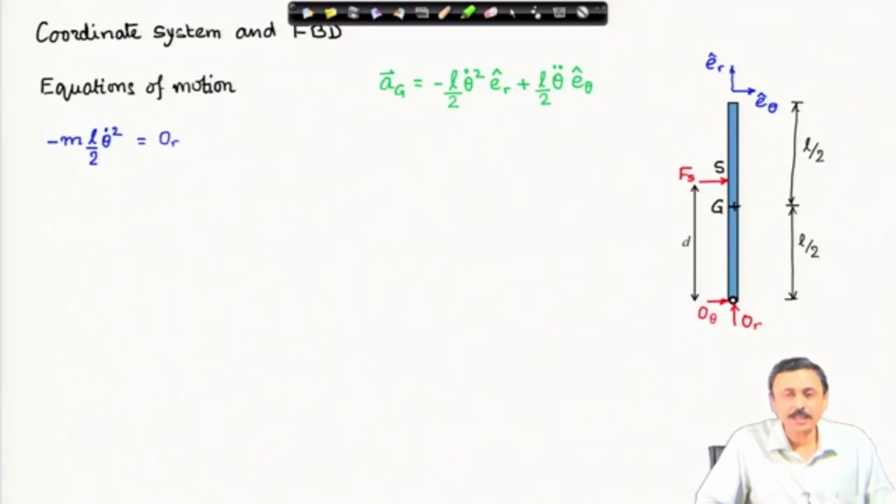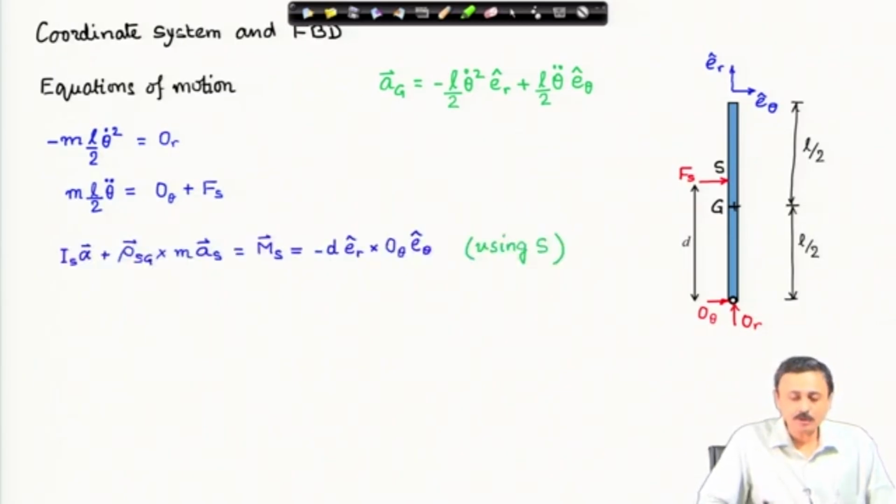I write down the e_r component of the equation of motion. Mass times the acceleration in the e_r direction is equal to the net force in the e_r direction, which is O_r. Similarly, in the e_theta direction, I have mass times acceleration in the e_theta direction must be equal to the net force in the e_theta direction. We have F_s, which is impulsive, and O_theta.